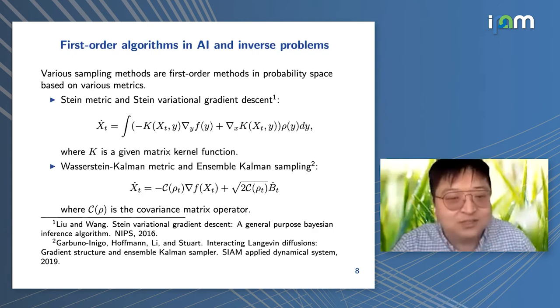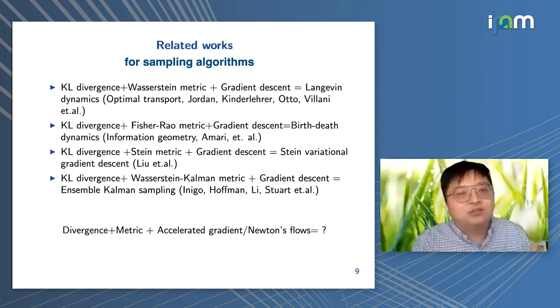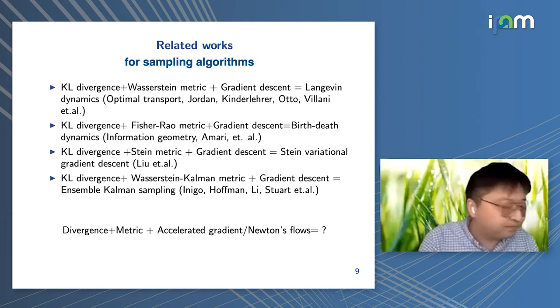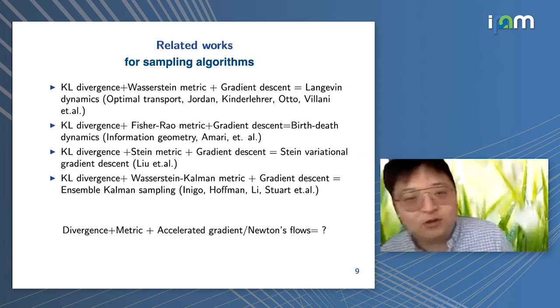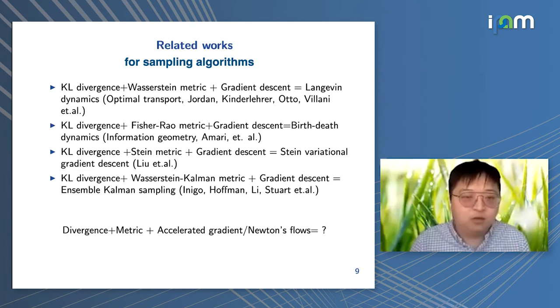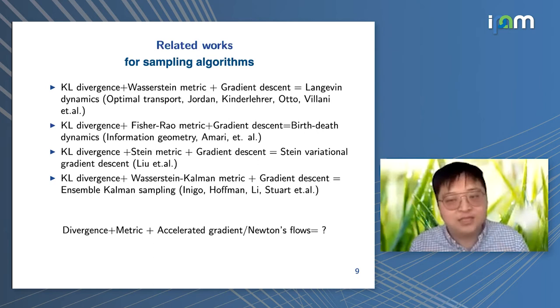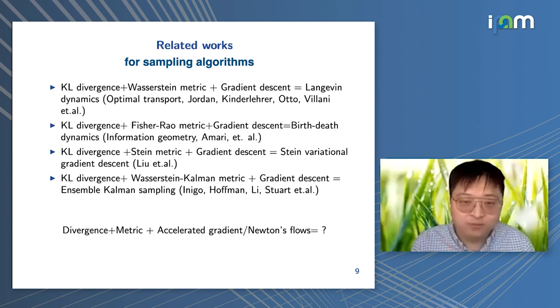So let me tell you what happens in this AI literature. KL divergence plus Wasserstein metric plus gradient descent equals the so-called Langevin dynamics in the density space. And it's optimal transport: Jordan, Kinderlehrer, Otto, Villani, and so on. This is a very popular, very big topic in optimal transport. KL divergence plus Fisher-Rao metric plus gradient descent, people call it the birth-death dynamics. It's very popular in information geometry. It's a natural gradient.